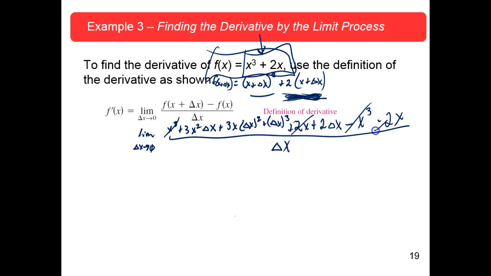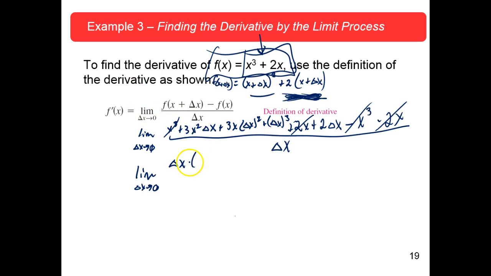A plus 2x and a minus 2x. Gone. Add to 0, right? Now we can factor out. What's the common factor in every one of the remaining terms? Delta x. So that gives you the limit as delta x approaches 0 of delta x times, and what's left when you factor out delta x?